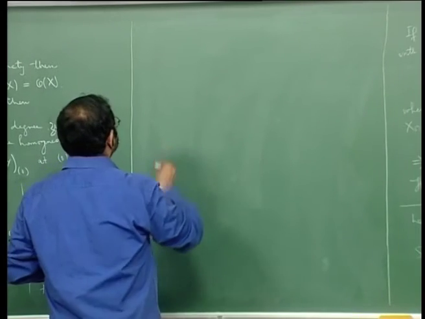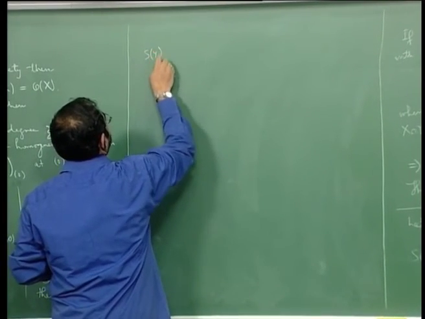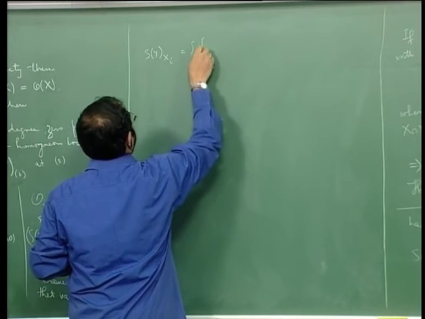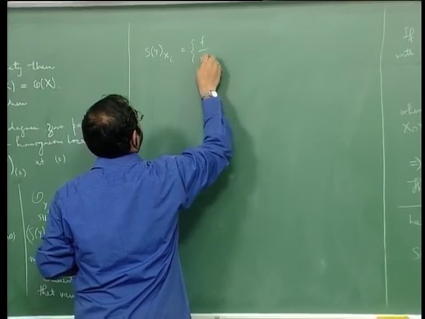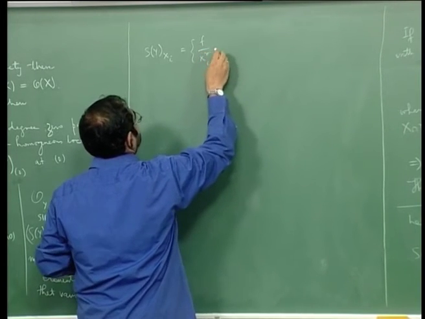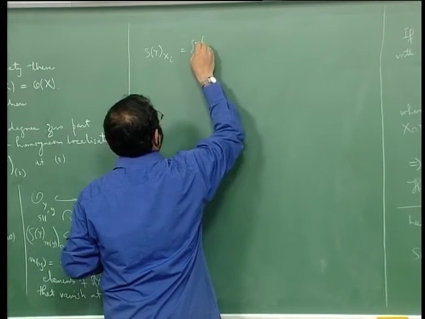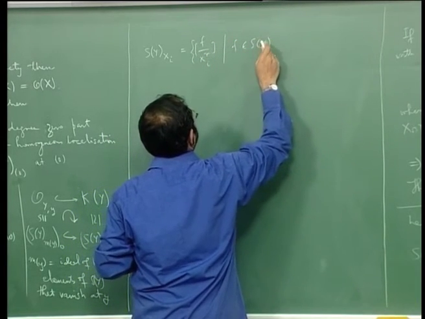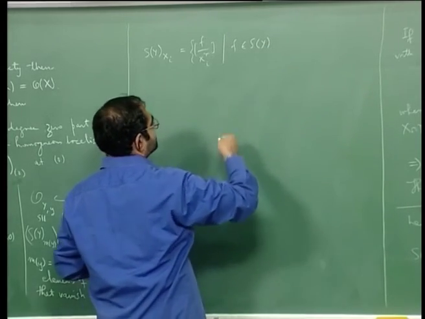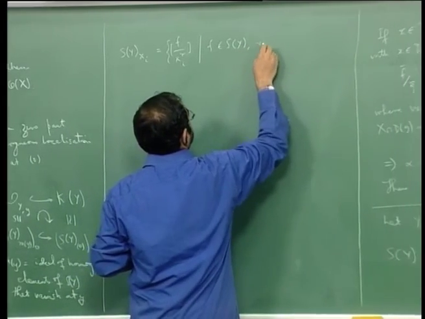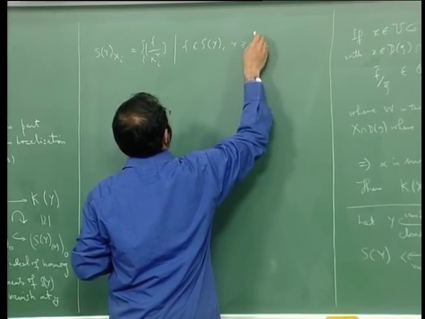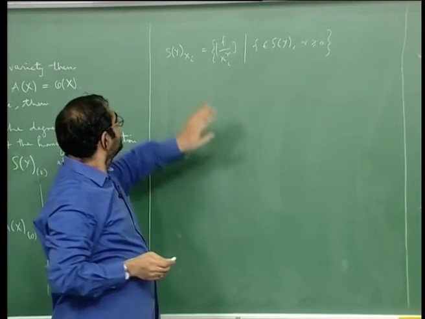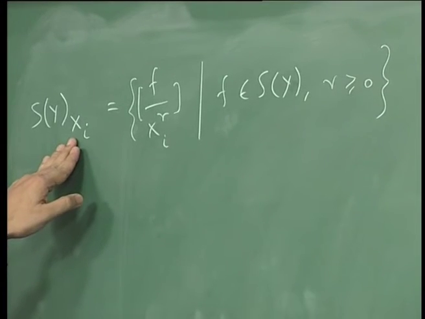So what is S_y localized at x_i? It is just elements of the form [f / x_i^r], equivalence classes like this, where f is a polynomial in these m plus 1 variables, and r is greater than or equal to 0. I mean, this is what it is, and the square bracket is equivalence classes. Okay, this is what the localization is.